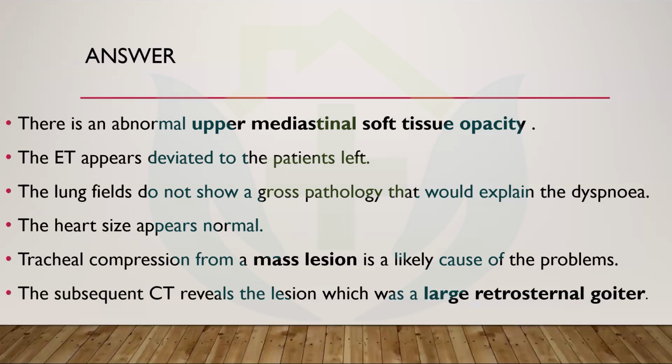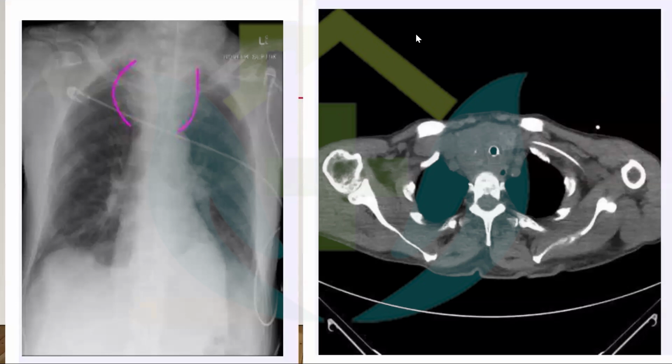The ETT appears to be deviated to the patient's left. The lung fields do not show a gross pathology to explain the dyspnea. The heart is normal. Tracheal compression from a mass lesion is a likely cause of this problem. Subsequent CT also revealed a large retrosternal goiter. You can see this was the mediastinal widening, and when the CT for this patient was done, this was the large retrosternal goiter, which caused difficult intubation due to airway collapse.